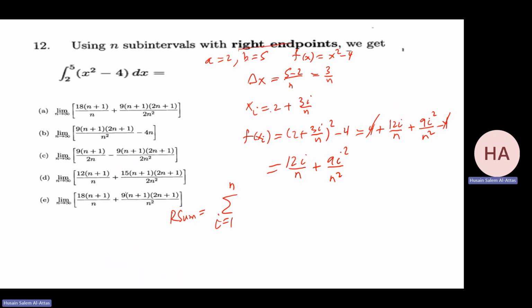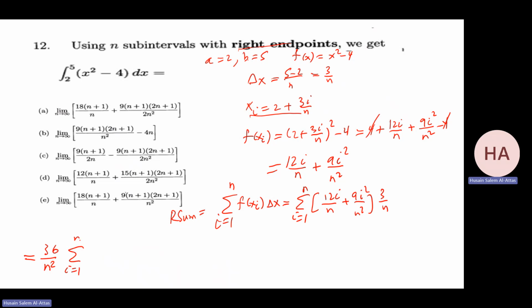With right endpoint, he said with right endpoint. So everything is okay. f of xi delta x will be the summation, i from 1 to n, of this one times 3 over n. And that will be what? 36 over n squared, because this I can take out, summation of i, plus 27 over n cubed, summation of i squared. Okay, and that will be 36 over n squared times n plus 1 over 2, plus 27 over n cubed times n plus 1, 2n plus 1 over 6.